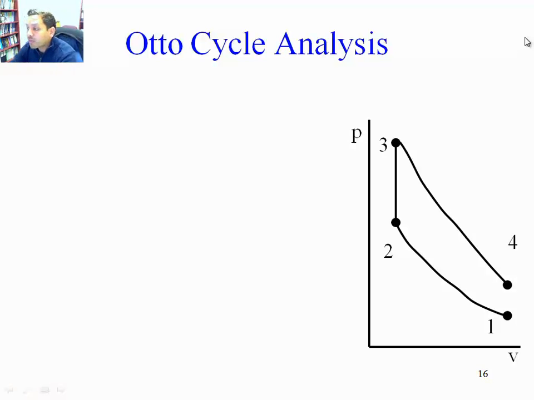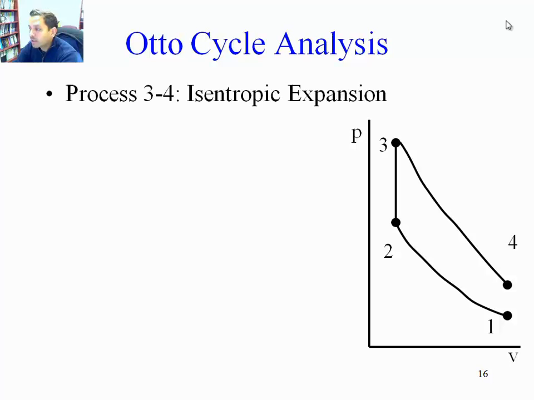Then the process from 3 to 4 is the power process. It's the process of expansion. It's the process where work is actually created. It's a positive amount of work in the net work calculation. This is also an isentropic process. So Q is equal to 0 and the model is internally reversible.